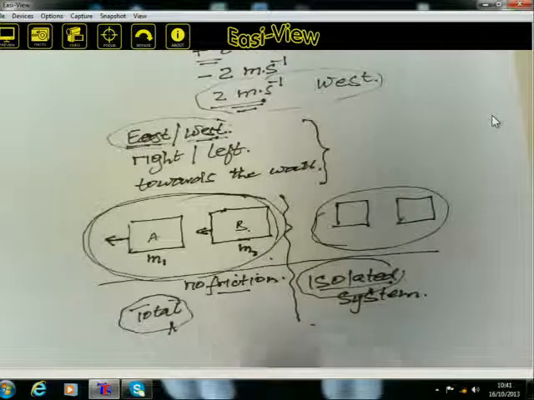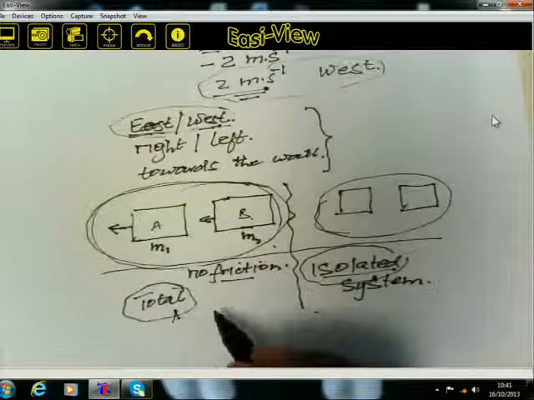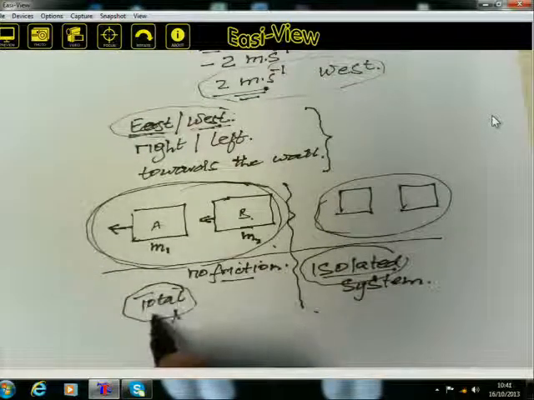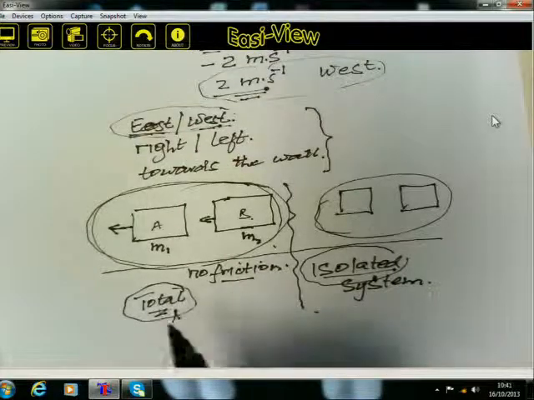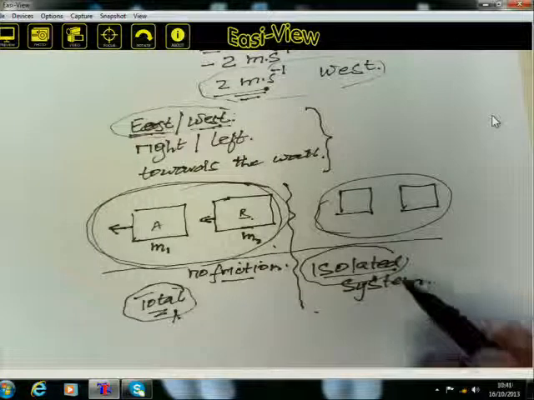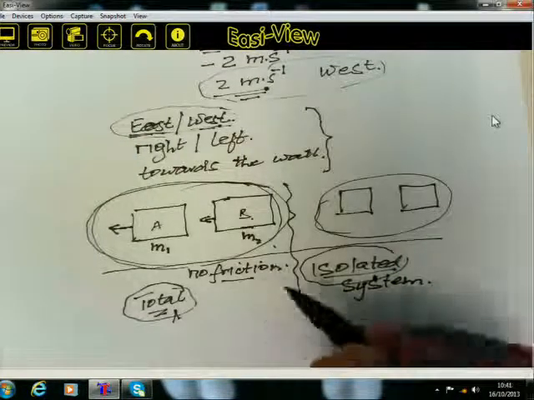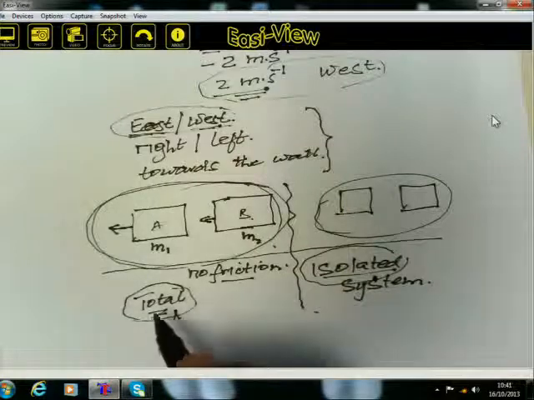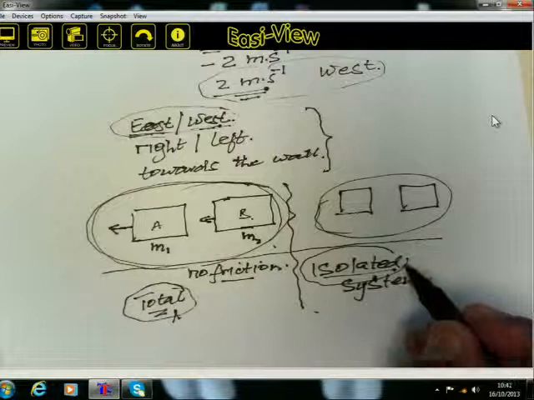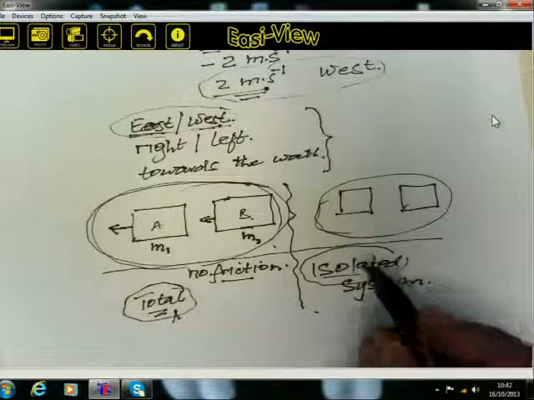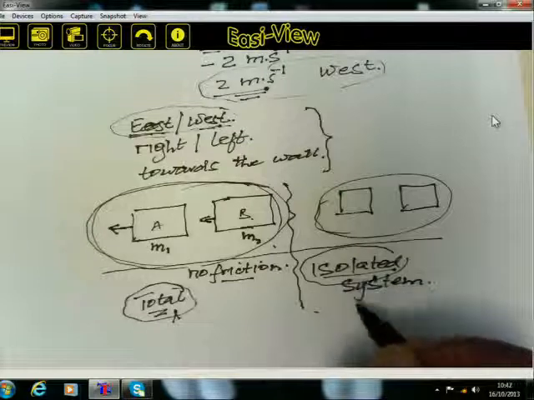If, in your statement of this law, you omit this total, you just say momentum before the collision is equal to momentum after the collision, or momentum is conserved. You don't indicate total momentum, and also in an isolated system, then you are going to lose marks on that.